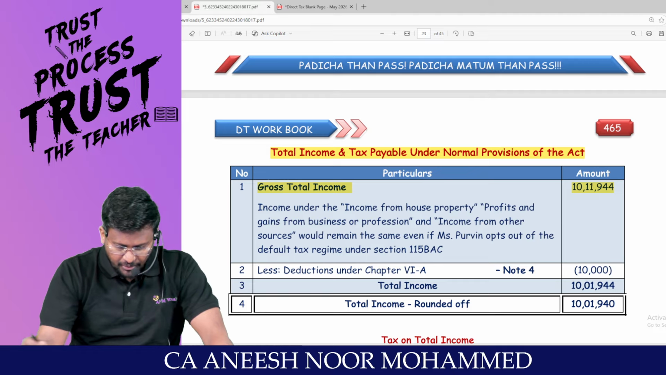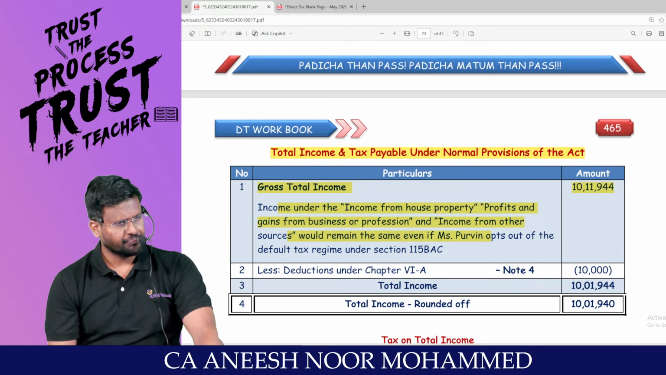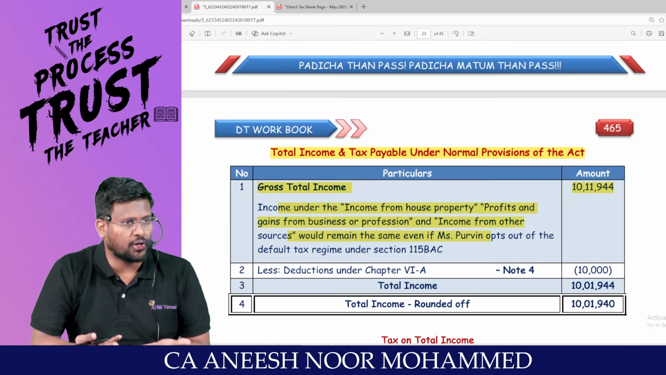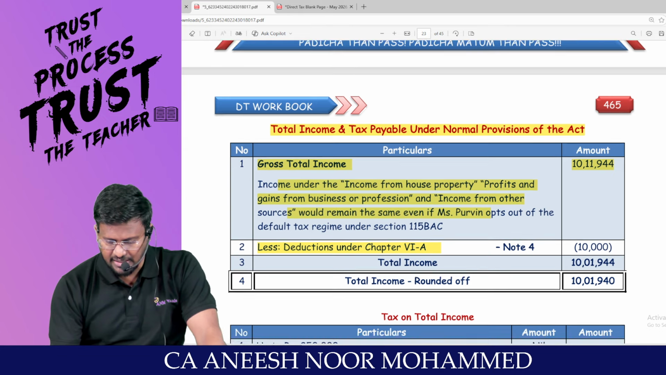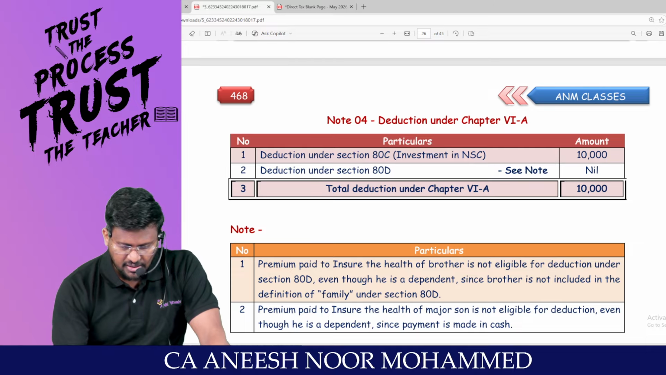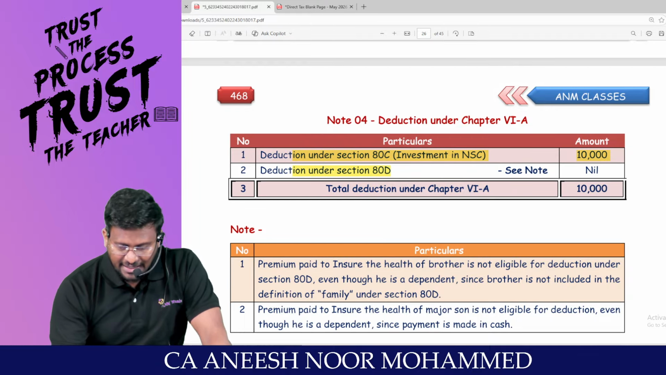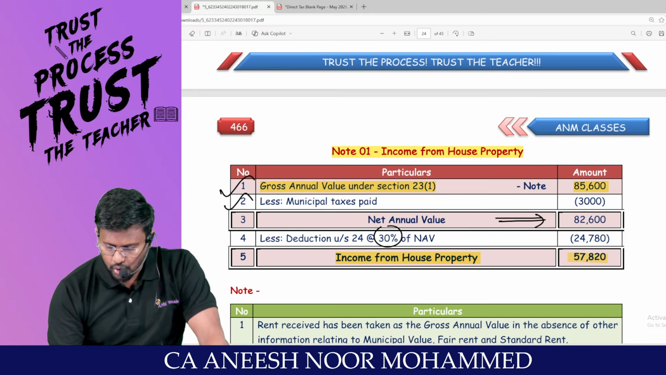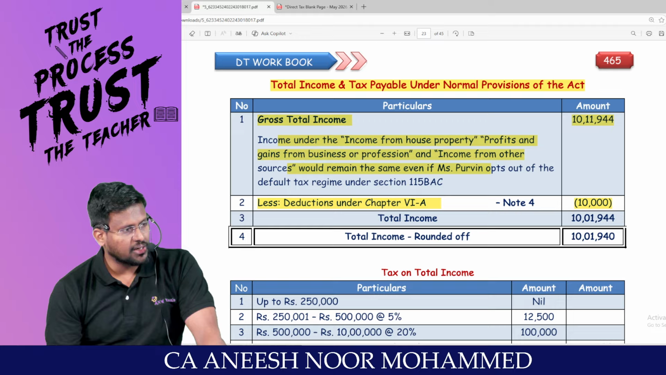Look at here. Income from house property, PGBP and IFOS would remain the same because there is no special item which we have missed to claim in default tax regime in this question. Am I right? So the gross total income will be the same. Less deduction under what? Chapter 6A. I'm moving into note number 4 to finalize the chapter 6A. Nothing under 80C. If you invest in NSC, you are entitled to get deduction under 80C. Since it has been paid by cash, you are not entitled to claim deduction under 80D. Am I right? So extra 10,000 benefit you can claim under the optional tax regime.